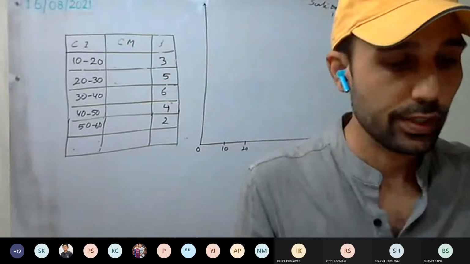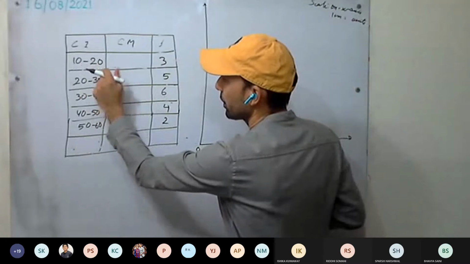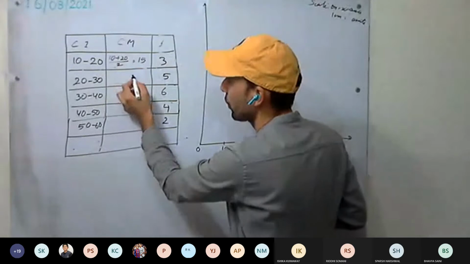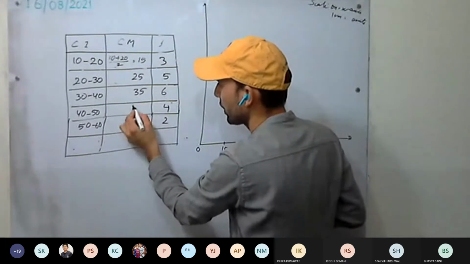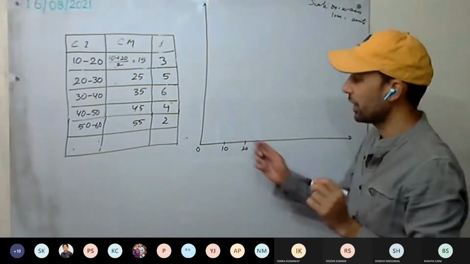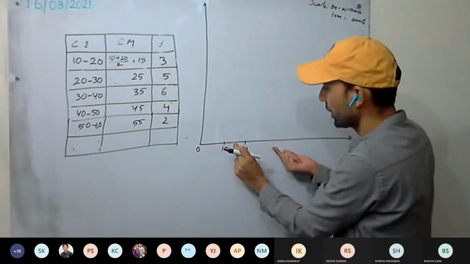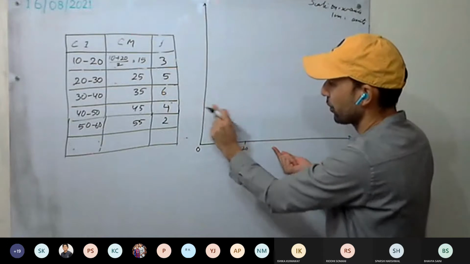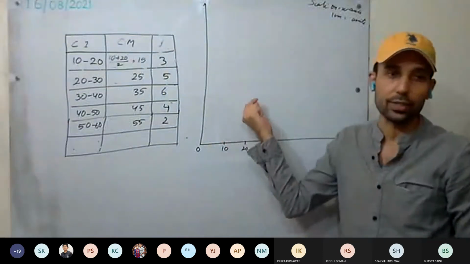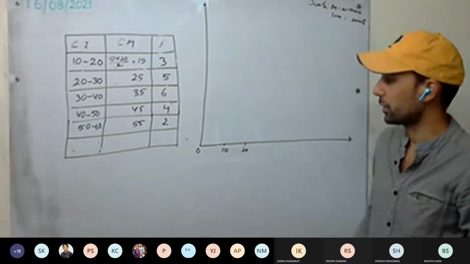So we need to draw the histogram as well as the frequency polygon. Class mark will be how much? 10 plus 20 divided by 2, that is 15. Similarly we do for all: 25, 35, 45, 55. If we need to draw the frequency polygon directly, we can draw 15 and 3 from the y-axis, and join these coordinates. That is directly drawing without drawing the histogram. But in this question, we need to draw the histogram and the frequency polygon.